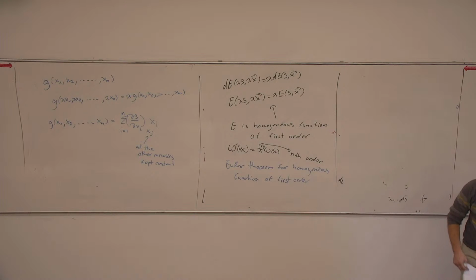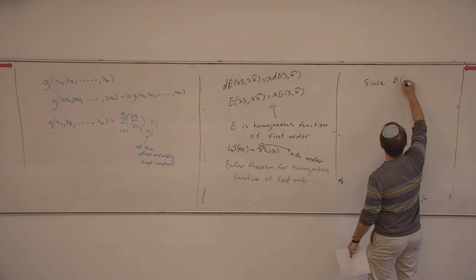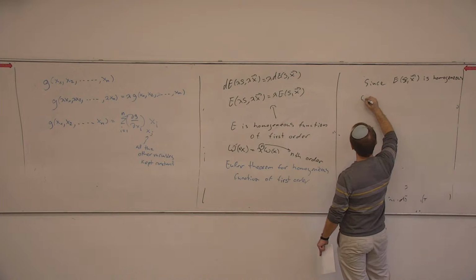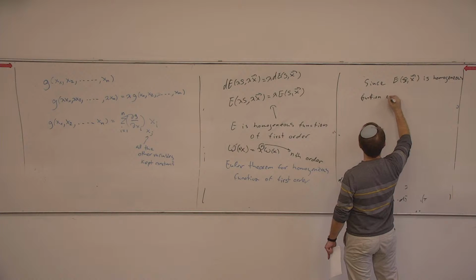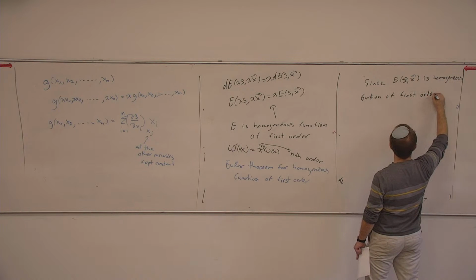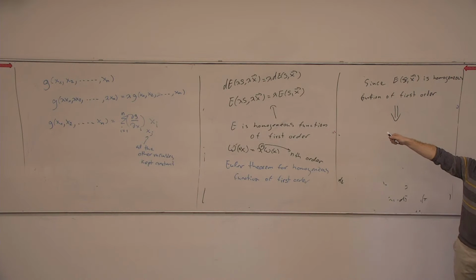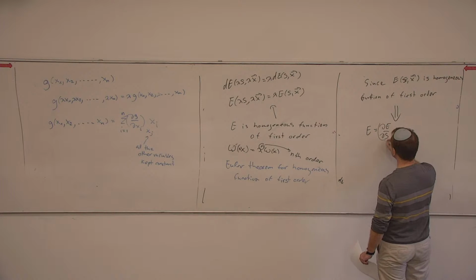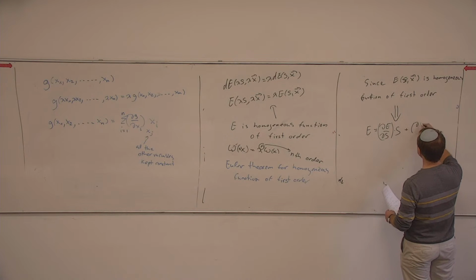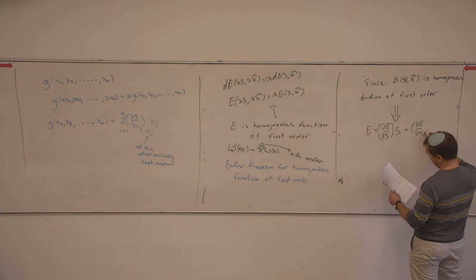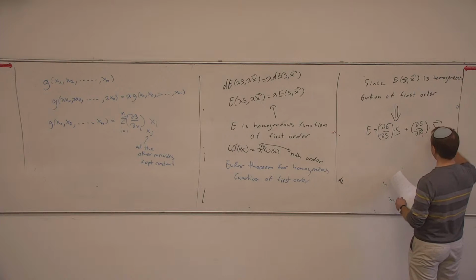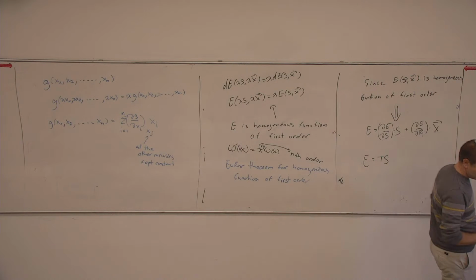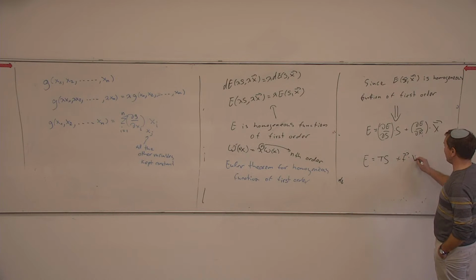And we state the following. Since E of S and X is a homogeneous function of first order, therefore, according to this Euler theorem, we know that E equals dE/dS multiplied by S plus dE/dX_i, or dX general, multiplied by X general. So E equals TS plus f dot x.